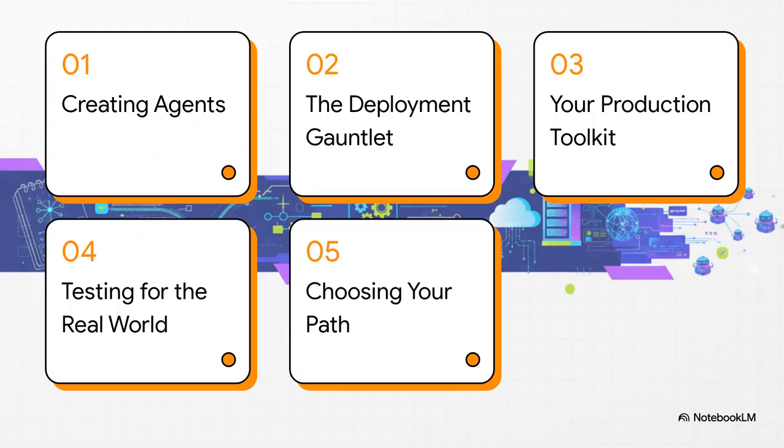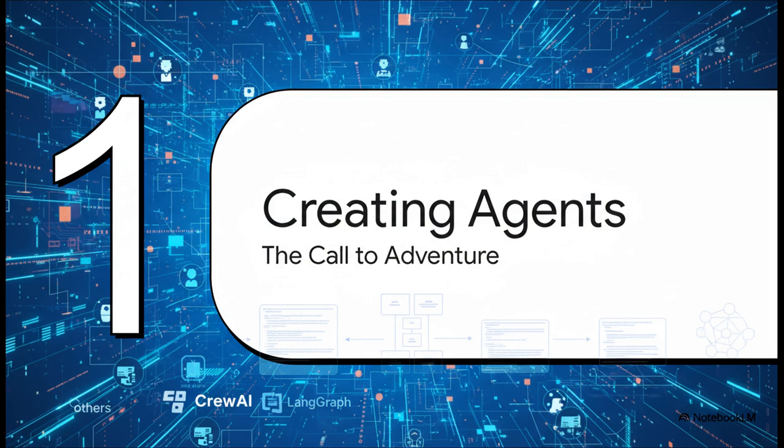So we're going to guide you on this whole journey. We'll start with creating agents, and spoiler alert, that's the easy part. Then we'll face what I like to call the deployment gauntlet. We'll give you the production toolkit you need, show you how to test for the unpredictable real world, and finally, help you choose the right deployment path. Okay, let's dive in. Let's start with what feels like the easy part.